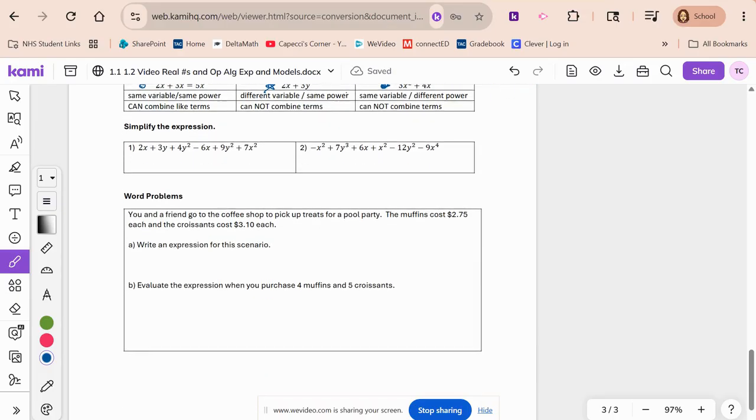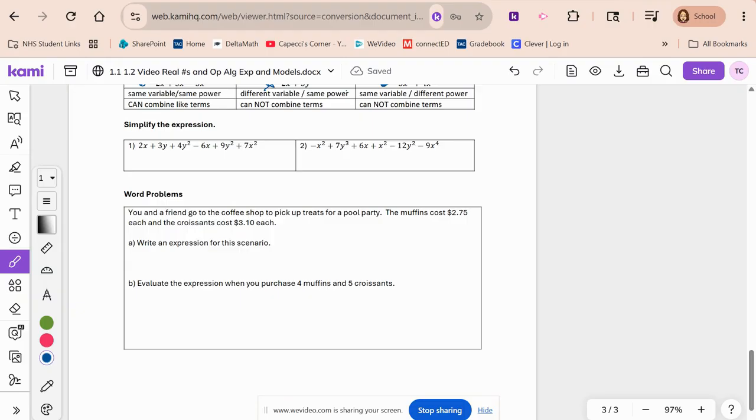All right, let's take a look at some examples. So I have simplify the expression. I'm going to start with the highest power, which in this problem looks like it's x squared. So I have x squared and y squared. I'll do that alphabetically. So x squared comes first. Then I have 4y squared and 9y squared. I can combine those, and that gives me plus 13y squared. Now I don't have any more y squared left, or x squared, so I'm left with to the first power. So again, I'll go alphabetically. 2x minus 6x gives me negative 4x. And my last term there is plus 3y.